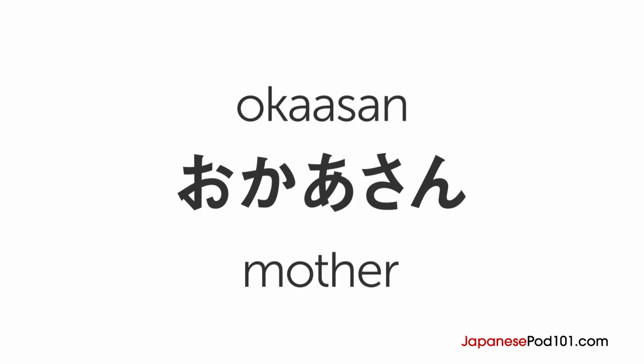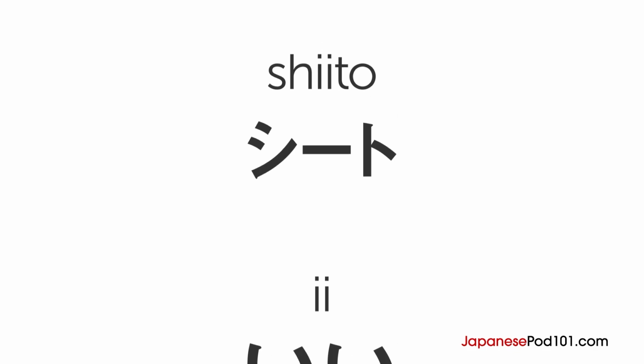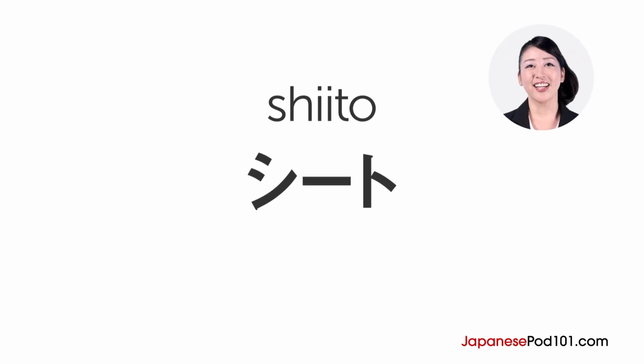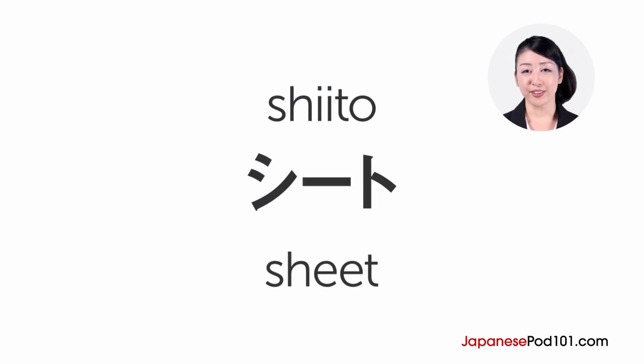The next one is E. The long E is twice the length of the short I. Are you ready for some example words? Here goes. Sheet. This mark means that you need to prolong the vowel I in the preceding syllable. Sheet.